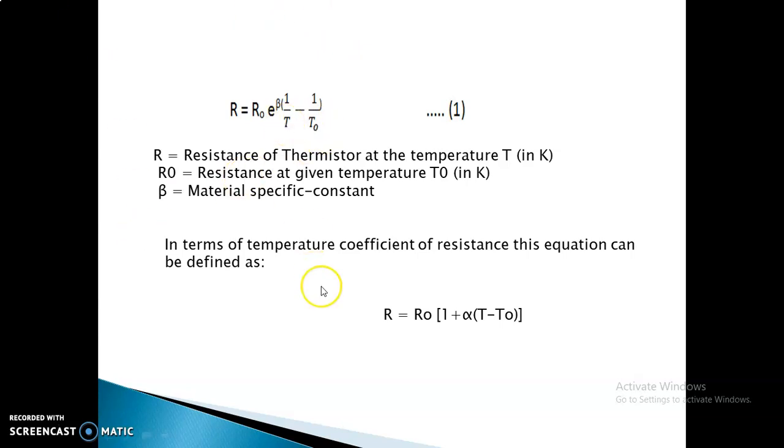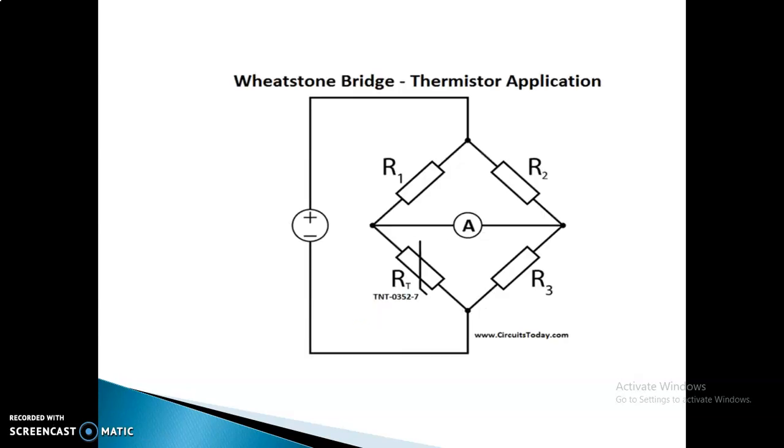And in terms of the temperature coefficient of resistance, the equation defines R = R0(1 + α(T − T0)). So this is the initial value, and T is the temperature at each position that we calculate. Alpha is the temperature coefficient of the metal used, and R0 is the initial resistance.